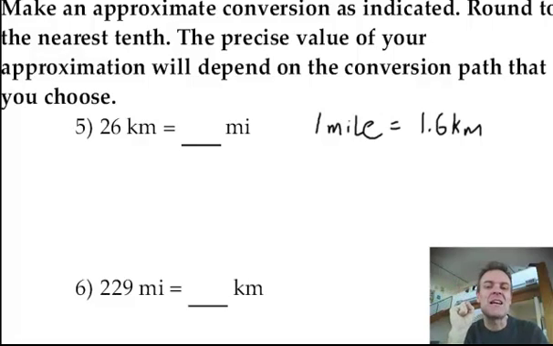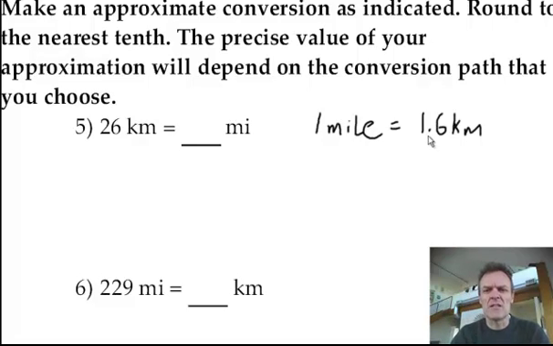Now I look at this, and what I see is the number next to the kilometre is bigger than the number next to the mile. 1.6 is bigger than 1, isn't it? So I know that no matter how I look at the answer, the number next to the kilometre has to be bigger than the number next to the mile, because that's the conversion. Okay, so I've got 26 kilometres.